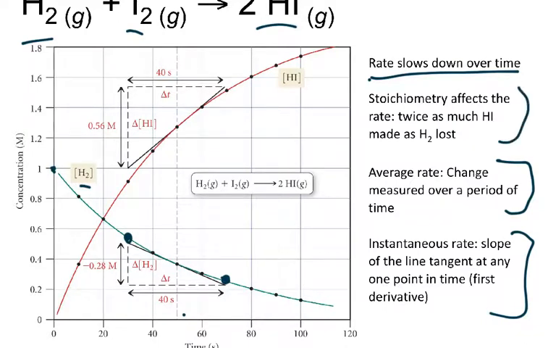It's also important to note that stoichiometry is going to affect the rate. So if we are making hydroiodic acid, the slope of our line here of creating hydroiodic acid at this point is twice the slope of the line of what we're losing for hydrogen. Because of the stoichiometry, we're making twice as much hydroiodic acid as we are losing hydrogen gas.